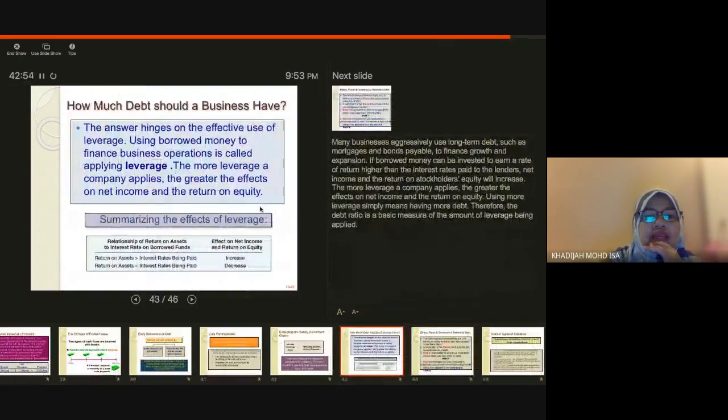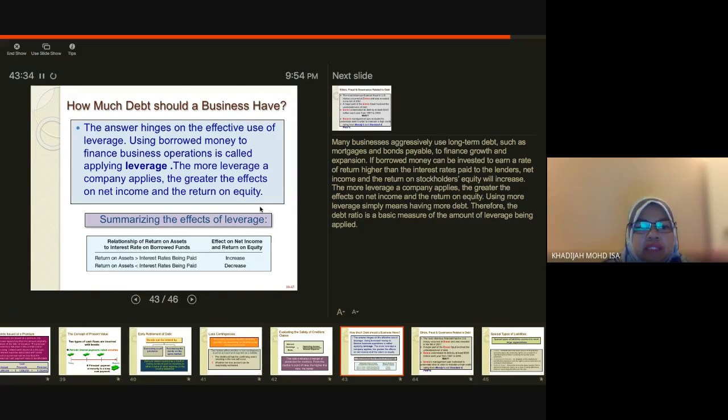How much debt should a company have? Normally we use the term leverage. Leverage means your level of debt. Using borrowed money to finance business operations is called applying leverage. The more leverage a company applies, the greater the effect on net income and the return on equity. When a company is highly leveraged, it means the company borrows a lot of money.